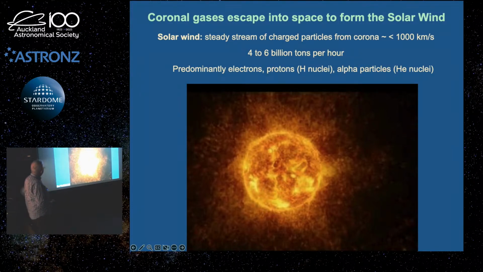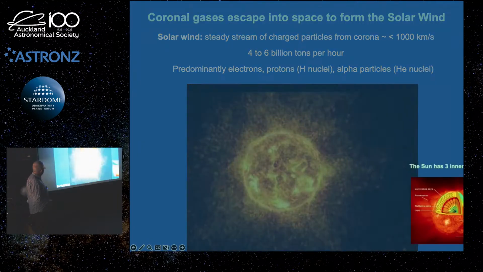It's just a steady stream of charged particles from the corona. They're usually in the hundreds of kilometres per second. 4 to 6 billion tonnes per hour, just constantly coming out of the Sun, just spreading out in all directions. And it's predominantly electrons and protons and alpha particles, which are also the nuclei of helium atoms. So that's the solar wind.